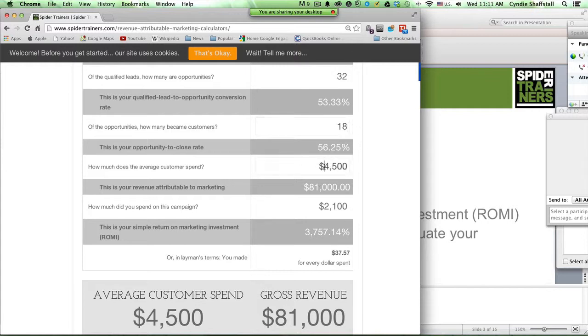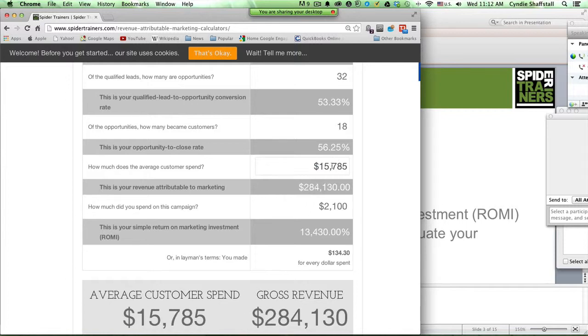So then you say, well, sales, how much did the average customer spend? Or perhaps you have this information from your revenue department, or maybe you just know it. Maybe you're B2C and you know that your product costs $99. But let's say this is enterprise sales. And so our product is $15,785, the average spend. So this is our revenue attributable to marketing. It's $284,130. But we're not done.